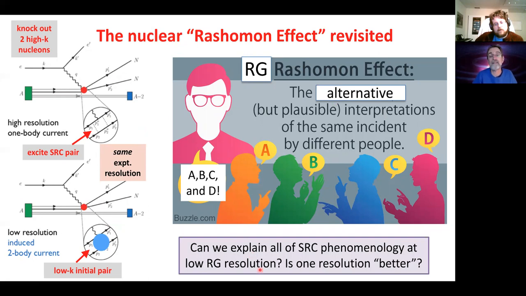Can we explain all the phenomenology? The answer is yes. Is one resolution better? This is a controversial question. The experimentalists, or the theorists who work with the experimentalists on this, don't like this very much. But I would argue that the lower resolution that we use for nuclei is actually much better to use. Okay, again, that's a kind of long story.